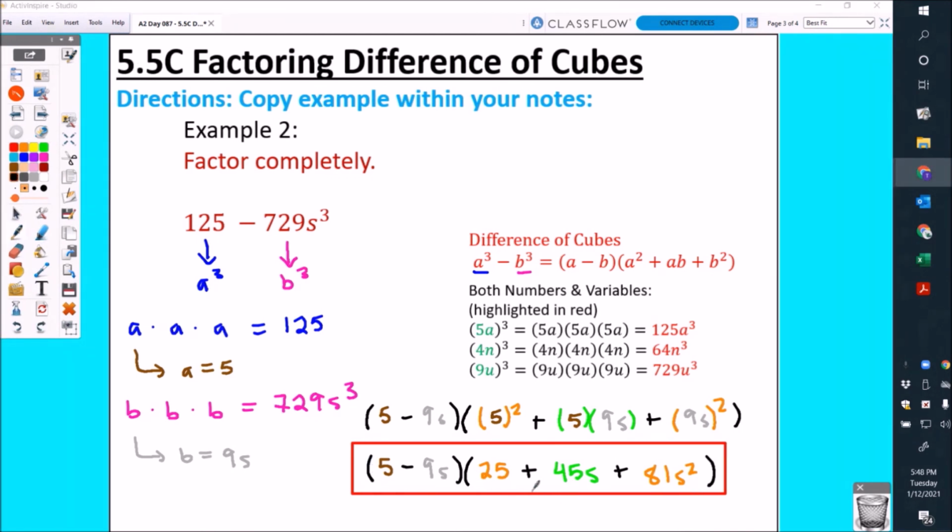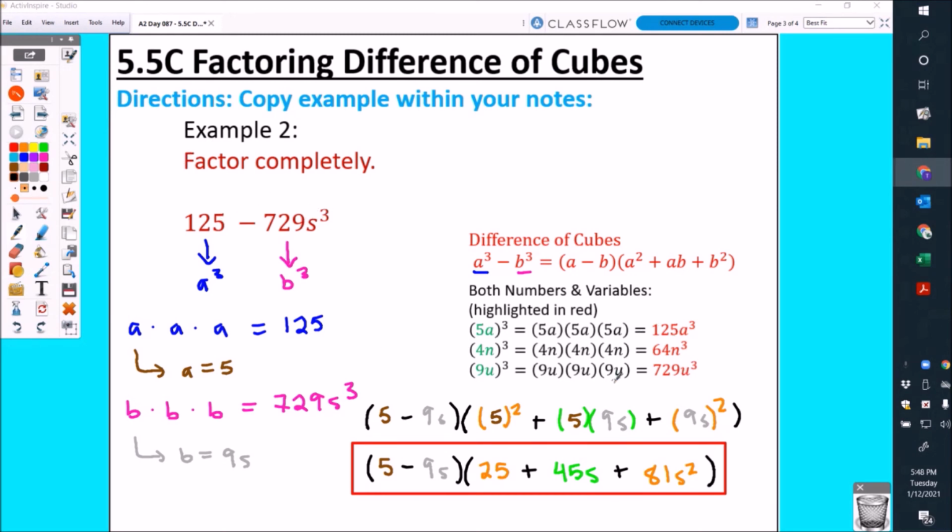All right, so we just finished factoring 125 minus 729s to the third. So make sure that everything's all good. Make sure that you're familiar with your perfect cubes, perfect cube numbers, perfect cube variables, perfect cube numbers with variables, especially if you might be working with 2 variables in both terms.